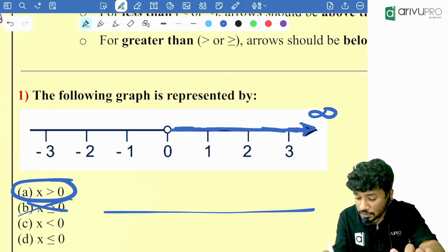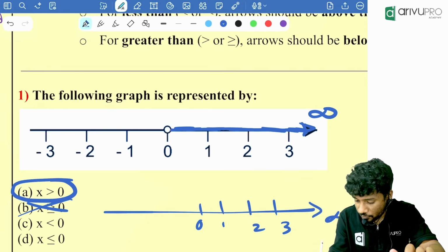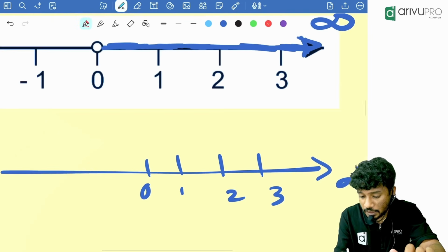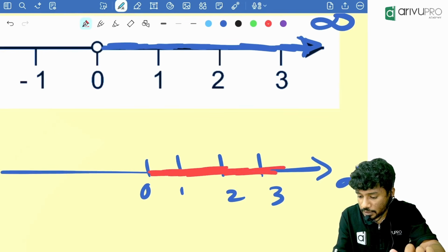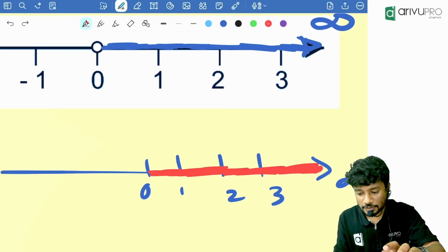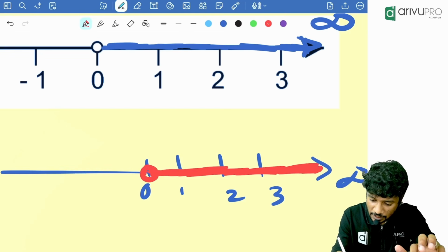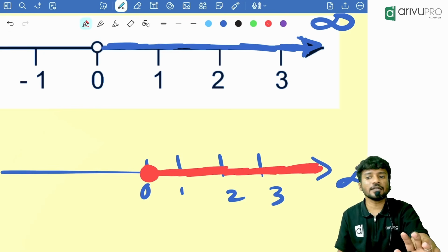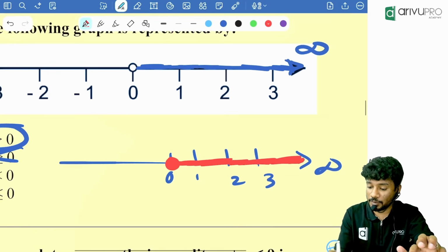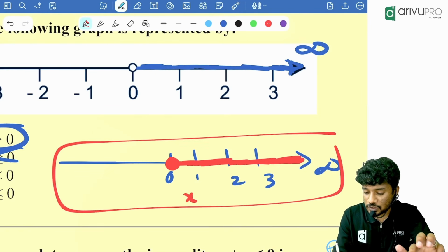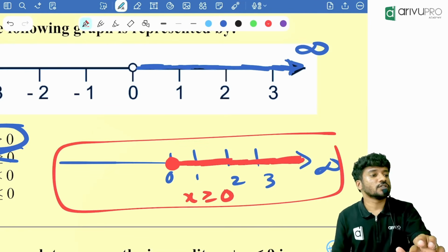What if the graph was like this? 0 is there, 1 is there, 2 is there, 3 is there, till infinity. Then the graph is darkened from this place onward. Likewise, they show a circle that is completely filled. That means 0 is included. So the answer for this question will be x is greater than or equal to 0.